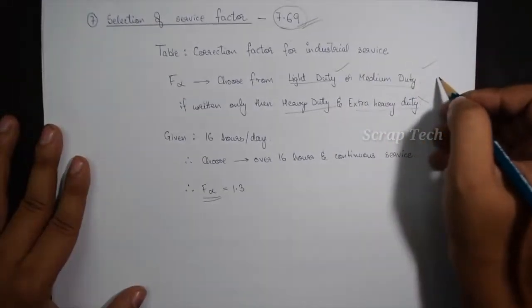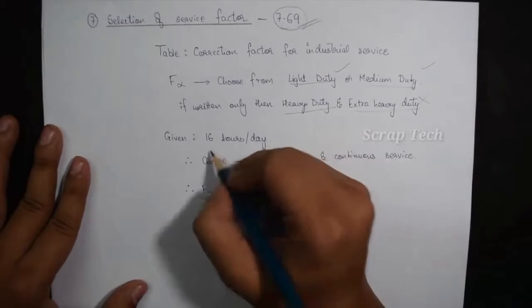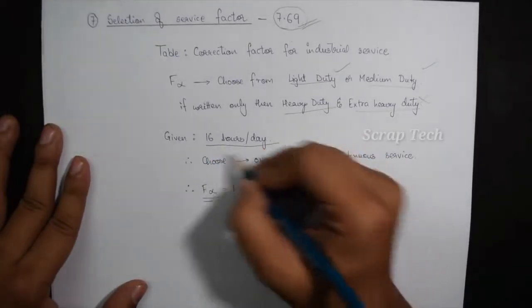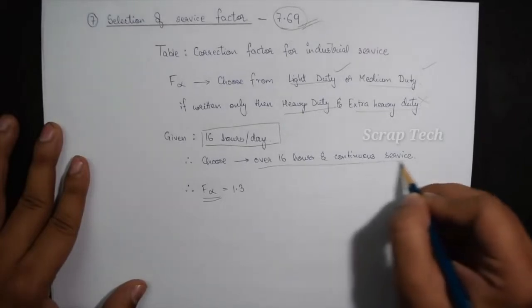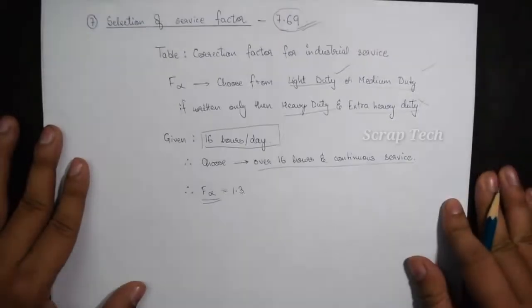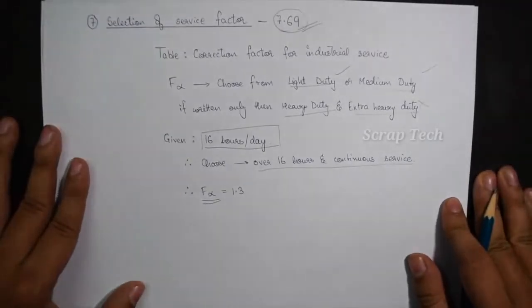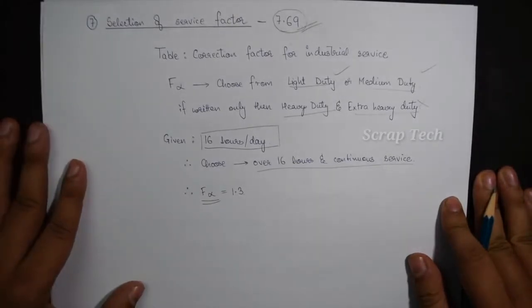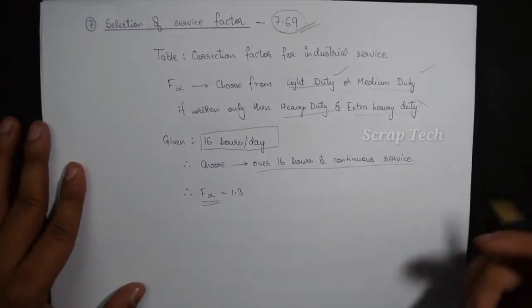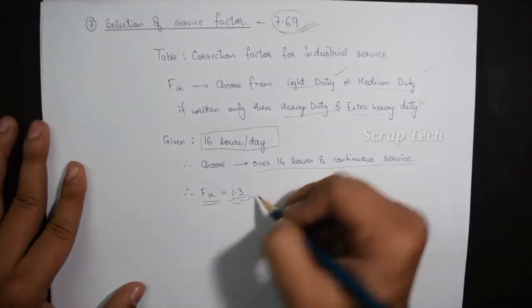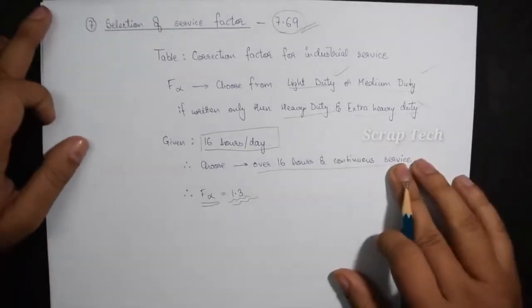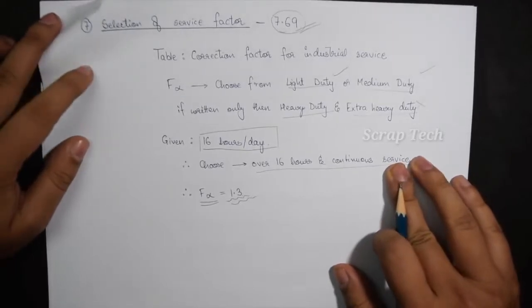Now our question states that the machine is on for 16 hours per day. So we'll be choosing the column which says over 16 hours in continuous service. For the type of driving unit, I am choosing AC motors and DC motor type. So our value of F alpha is coming to be 1.3. 1.4 could also be used if I choose the other application over here.